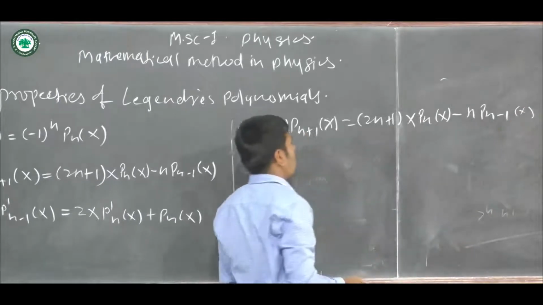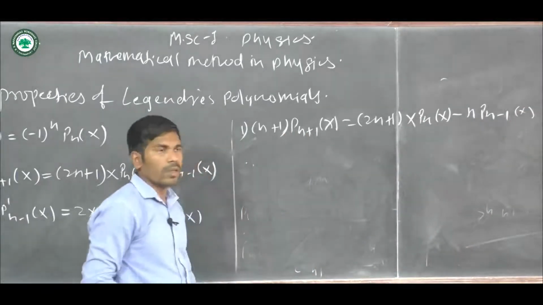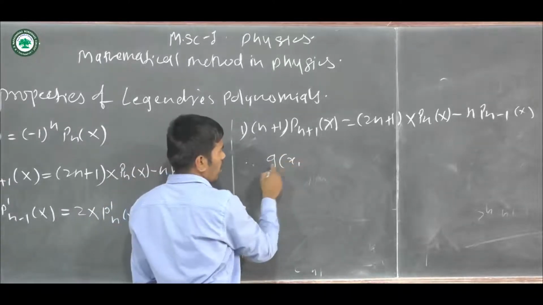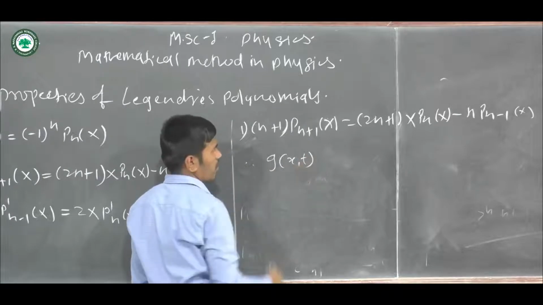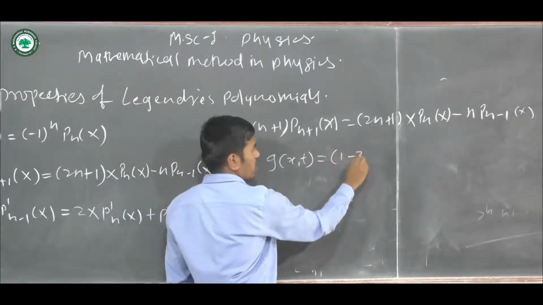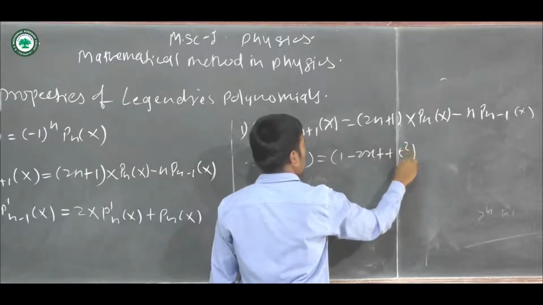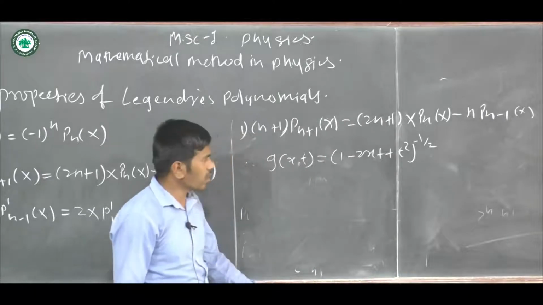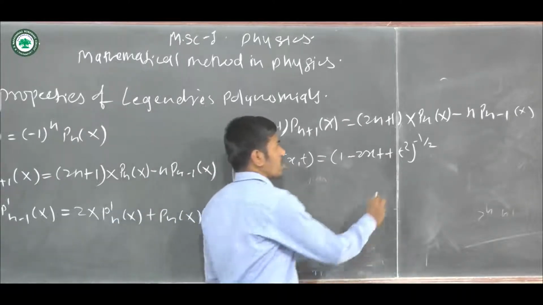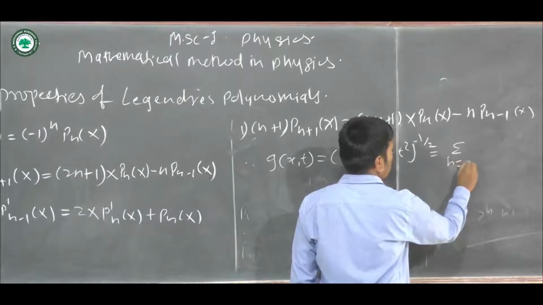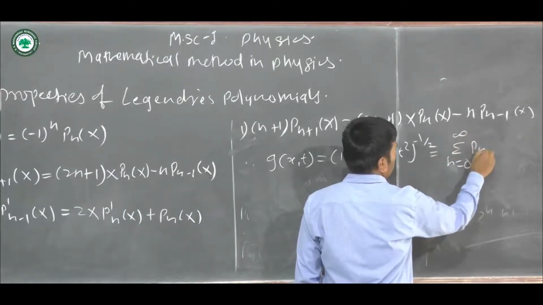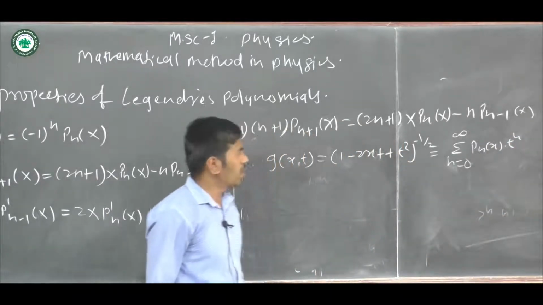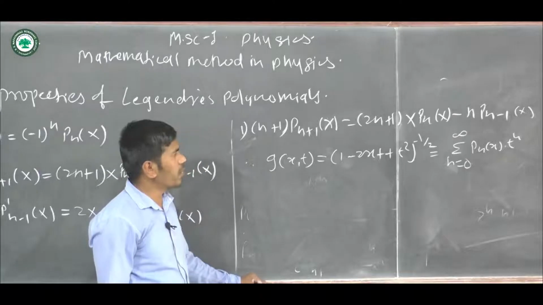So here we are going to consider the generating function of the Legendre polynomials. We know the generating function g, a function of two variables x and t, is equal to (1 − 2xt + t²) to the power minus half. This is the generating function, and you can also write it as the summation over n equal to 0 to infinity of P_n(x) t^n. So this P_n is a Legendre polynomial.